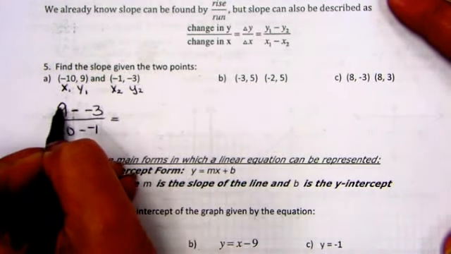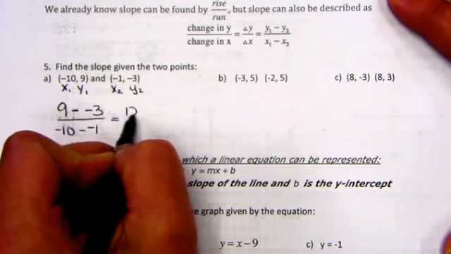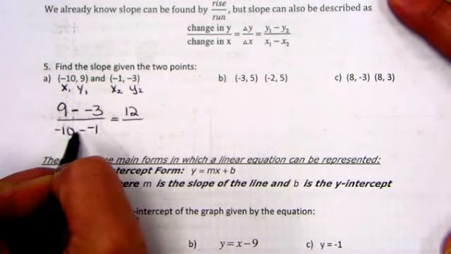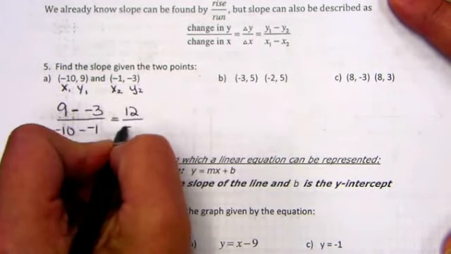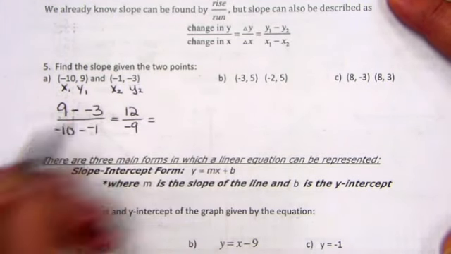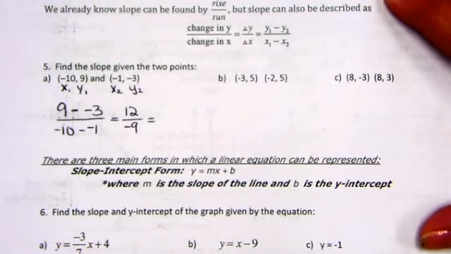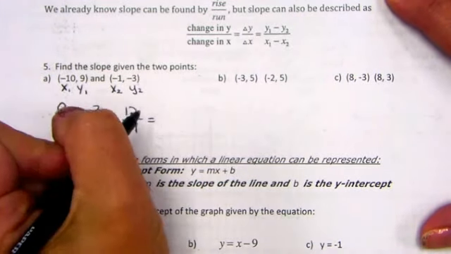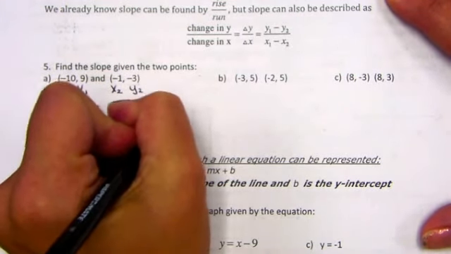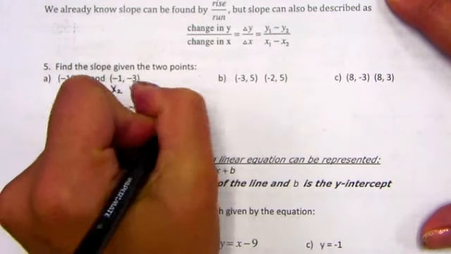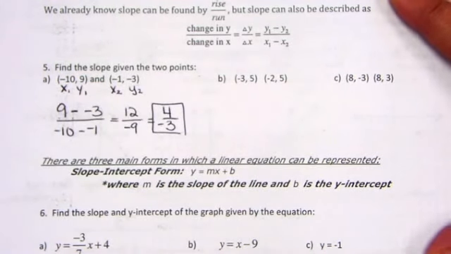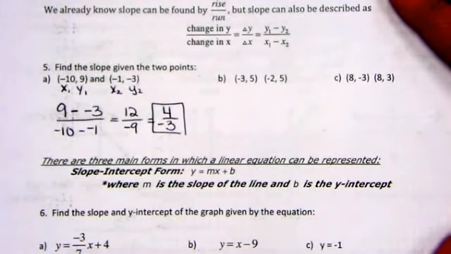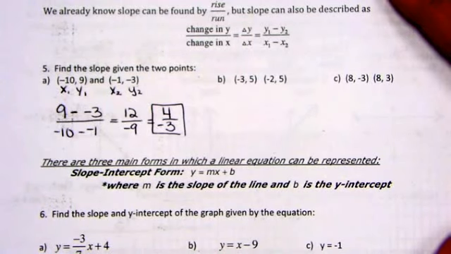Doing the arithmetic, 9 minus a -3 is 12. -10 minus a -1 is -9. And we can simplify or reduce our fraction. And we would divide top and bottom by 3. We would get 4 over -3. I would like you to hit pause and now try B and C.